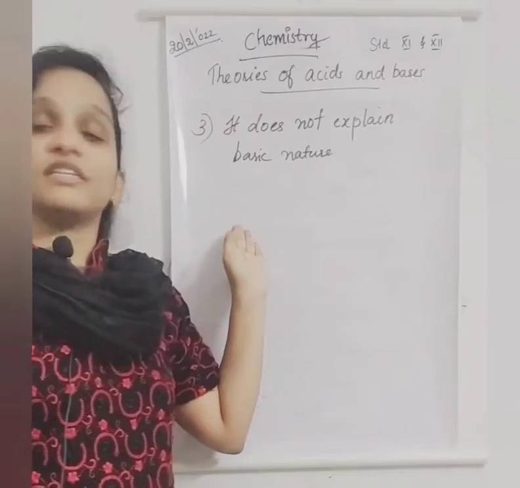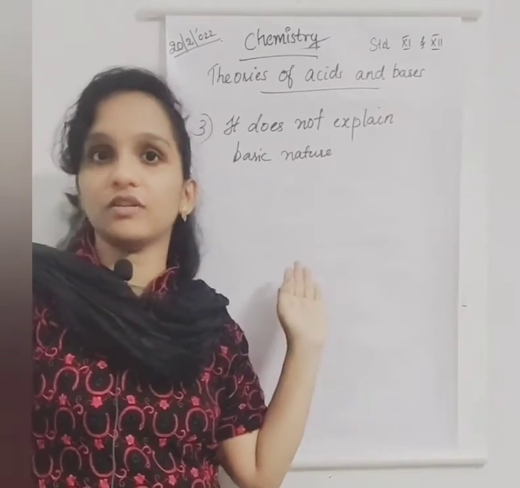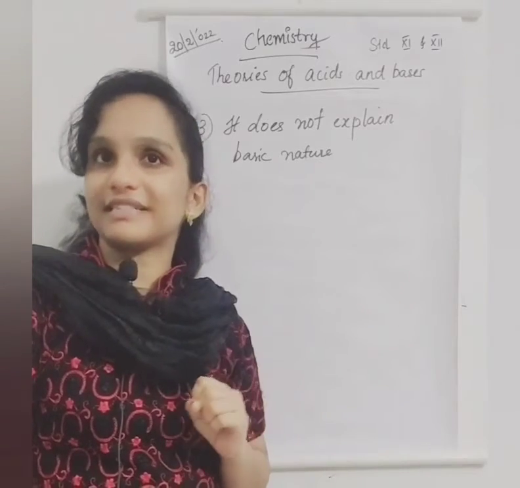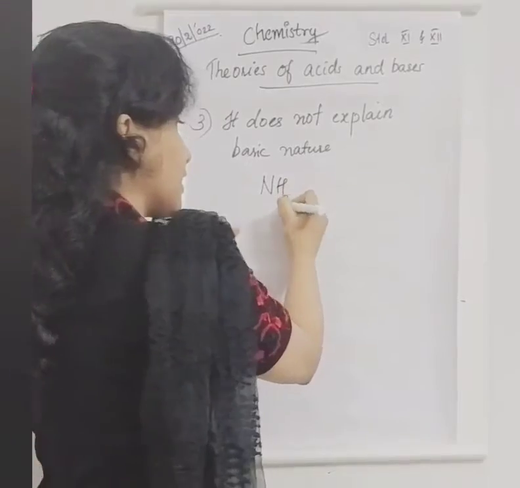So the third limitation is that it does not explain the basic nature of substances which do not contain OH groups. So what are the examples of that? Ammonia. It doesn't contain an OH group.